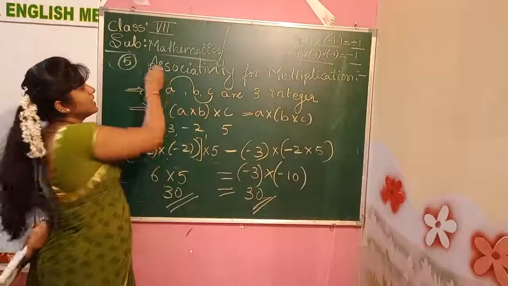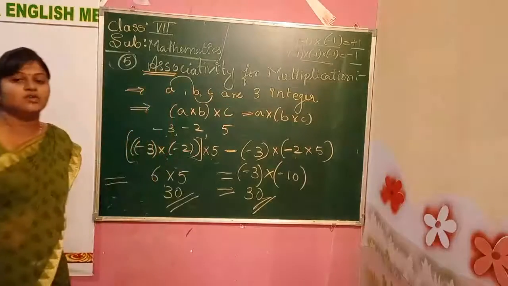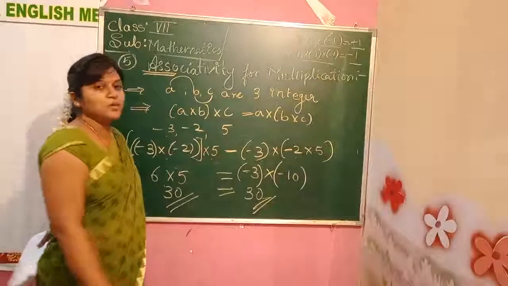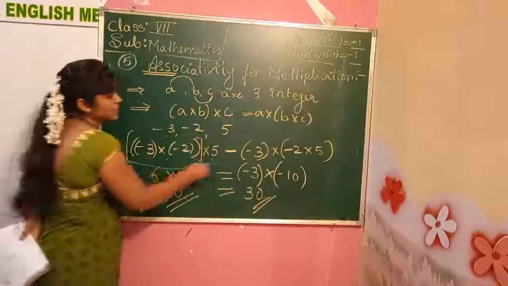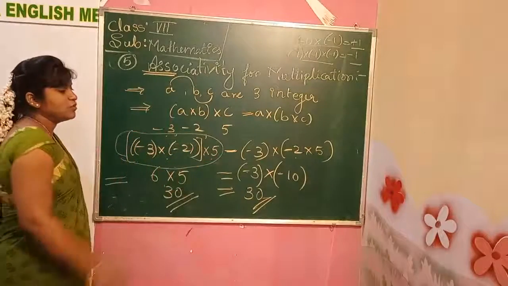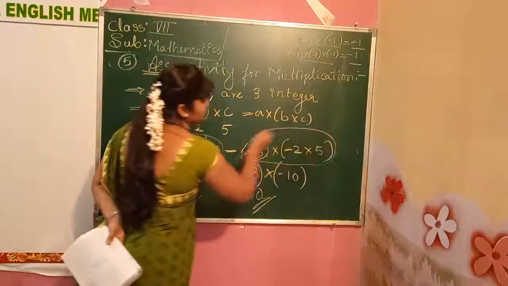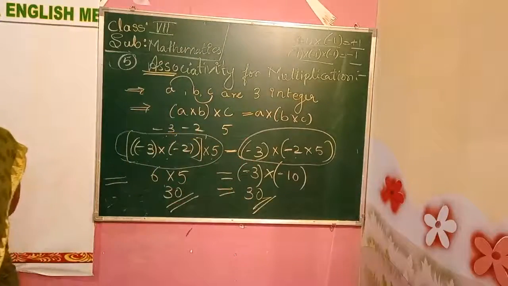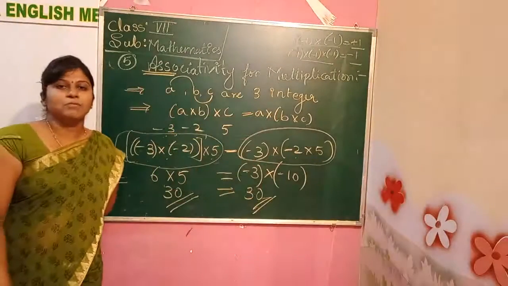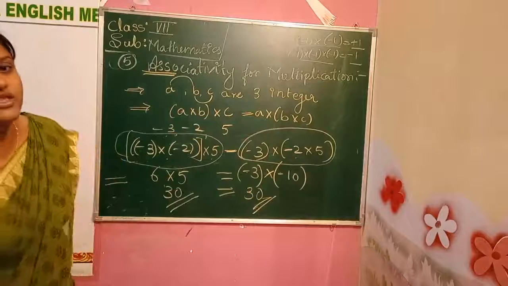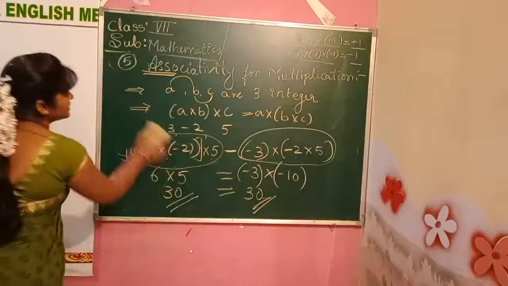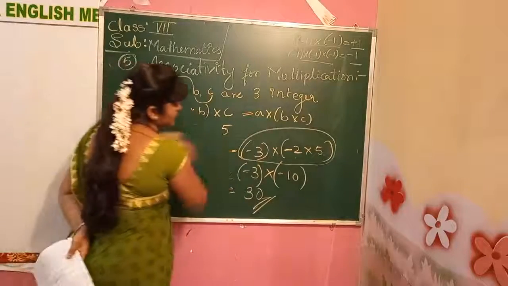Holds correct. Okay, the associative property. This is called as a associative property. We are just making the group here. We are just making the group and interchange of the group. We get same number itself. This is called as a associative property, children. Now we'll move on to the next property.